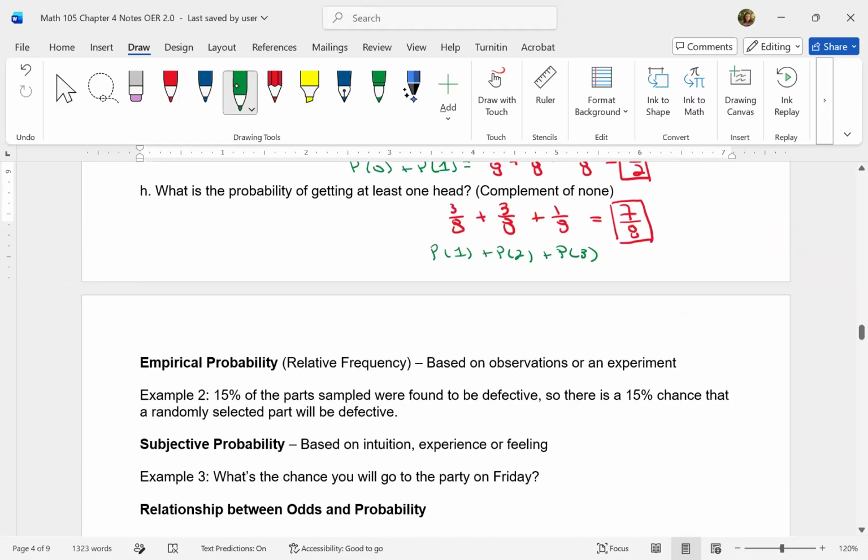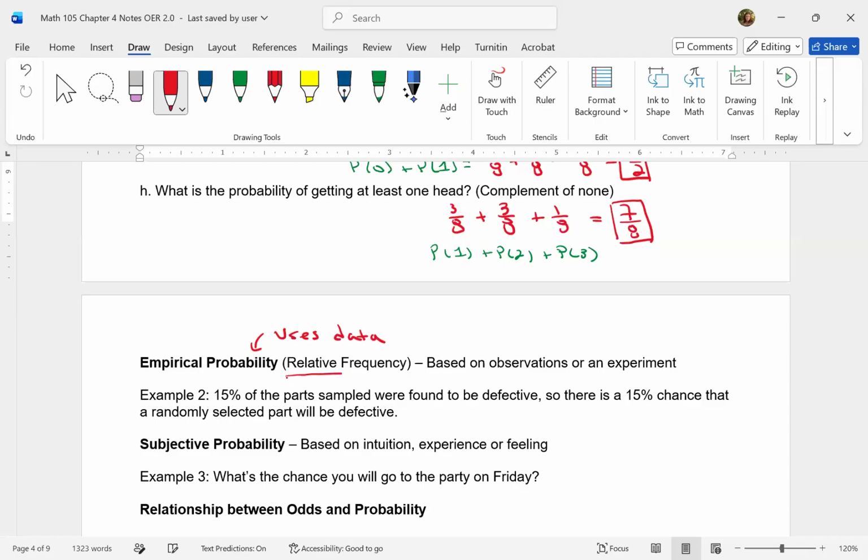Okay, empirical probability is based on observations or an experiment. For example, 15% of the parts sampled were found to be defective, which means that there is a 15% chance a randomly selected part will be defective. So in other words, since we don't know when a machine is producing something, how many of them might come out defective, we'd actually have to sample it. We'd have to collect data. And that's what empirical probability does. It uses data.